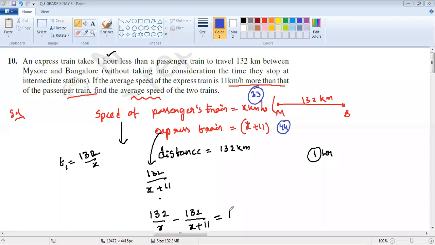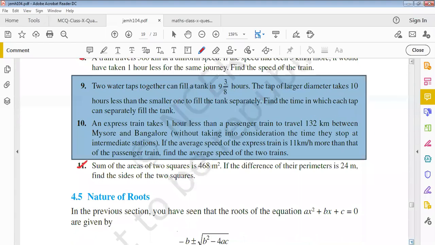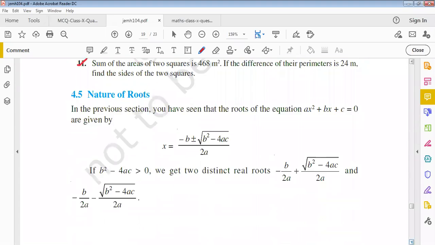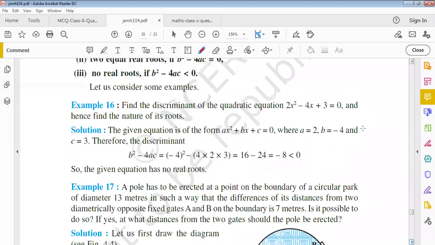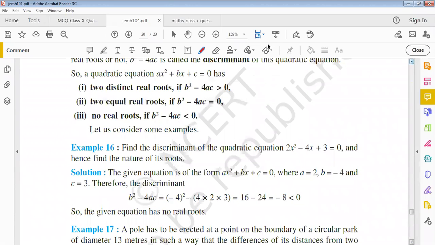So these questions we completed, right? Next, nature of the roots we have also completed. What is that? Minus b plus or minus the square root of b square minus 4ac, that concept. We have completed this also. But next class, I'll give you a little content on this. Then I'll go for the next lesson, arithmetic progressions.